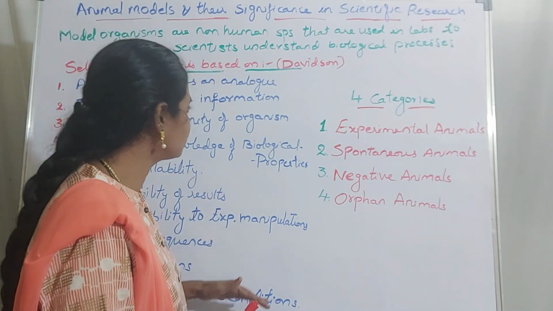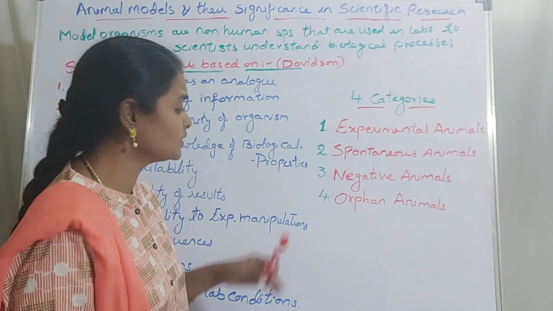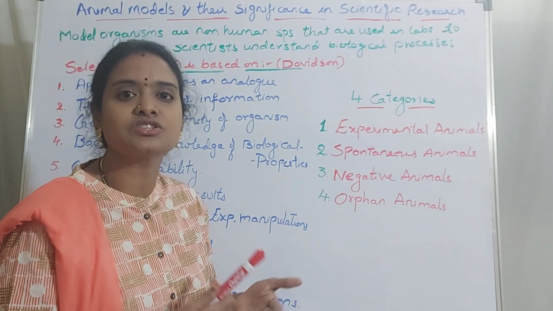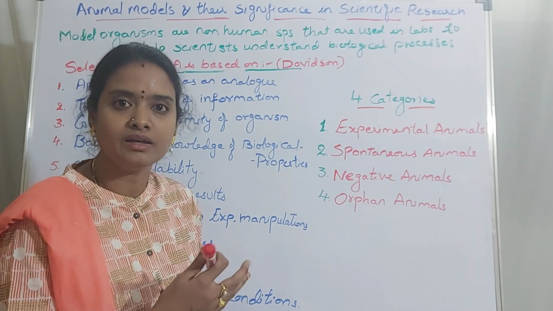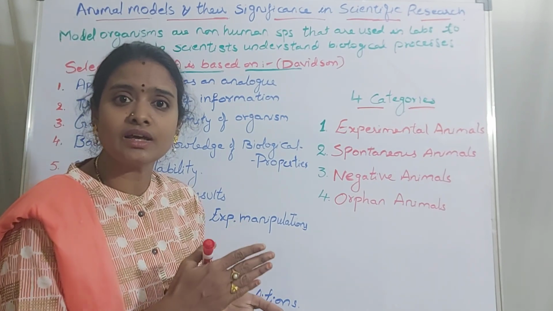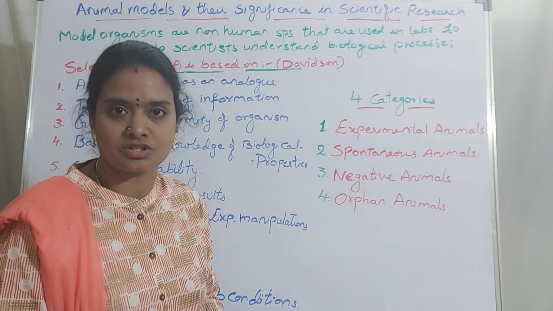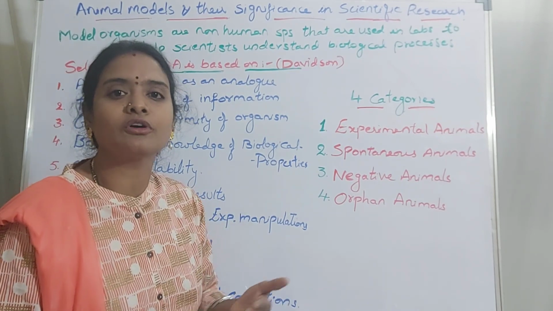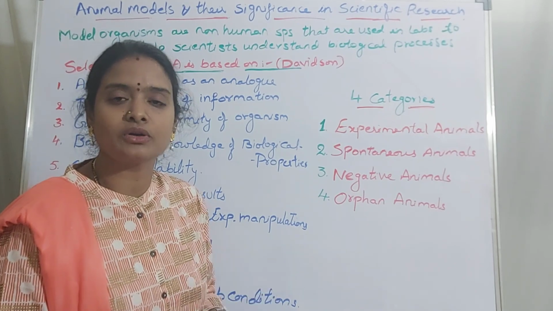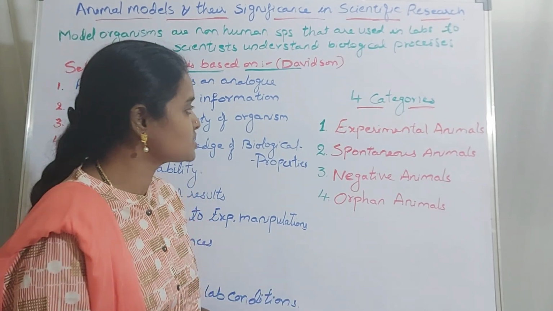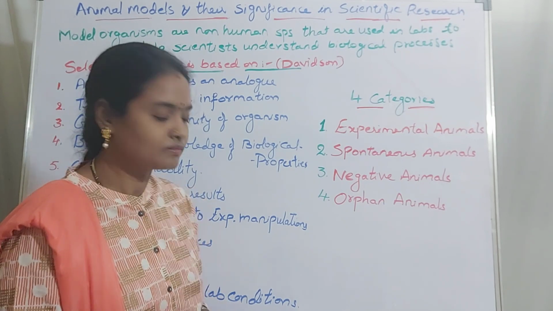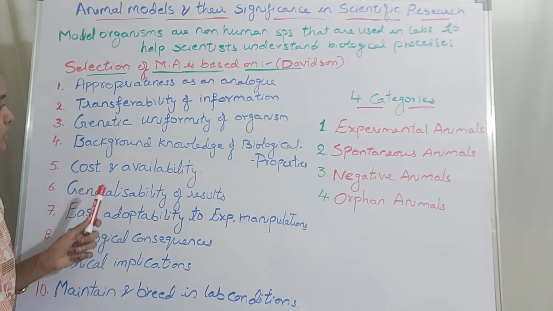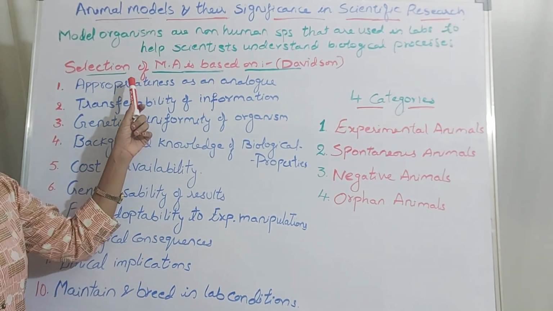If the lifespan of the model animal is low, then you can study various generations, the next generations. If the lifespan is very high, the animal will take a very long time to complete the research. If the lifespan is less, you can study more generations, right? You can study their progeny, the first generation, second generation and so on. So these are the characteristics which you have to know before selecting the model animal.